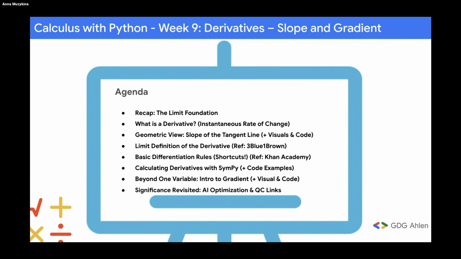We will then extend the idea to functions of multiple variables, introducing partial derivatives and the gradient vector, including a visualization. We will reinforce the significance of derivatives and gradients in AI, especially gradient descent and quantum computing. We will summarize the key concepts, and finally, I'll suggest some practice exercises and, of course, resources.